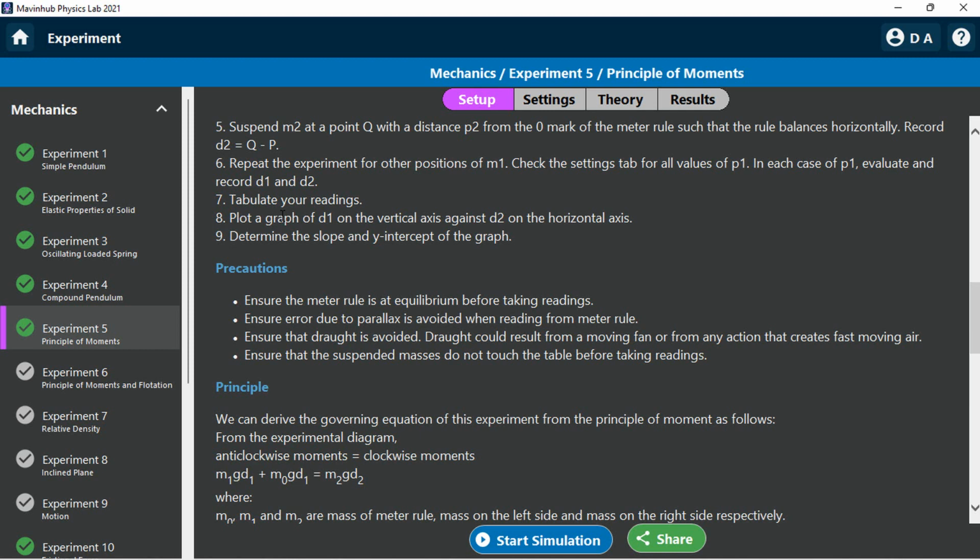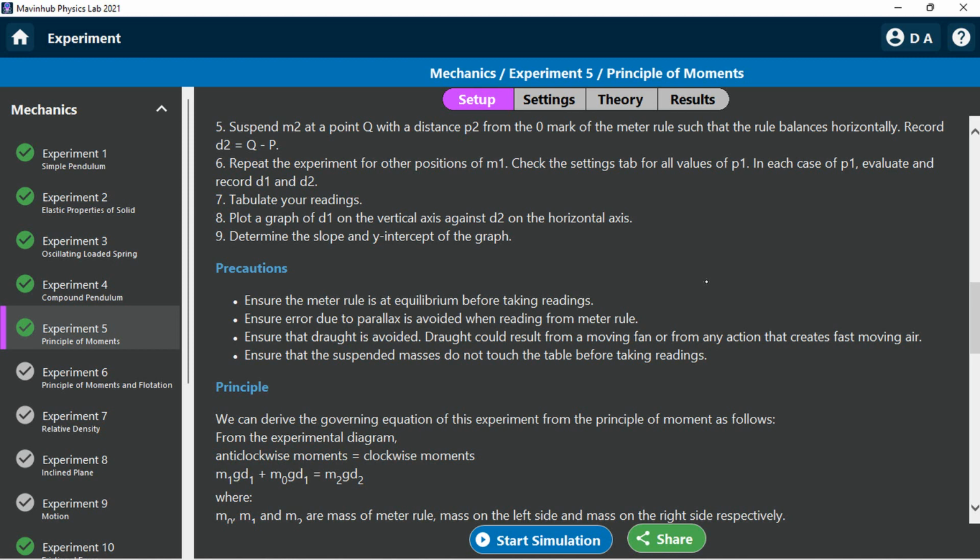Once you've tabulated all your readings for different values of P1, plot a graph of D1 on the vertical axis against D2 on the horizontal axis. D1 is on the vertical, which is the y-axis, and D2 is on the x, which is the horizontal axis. Then you are expected to determine the slope and the y-intercept of the graph.